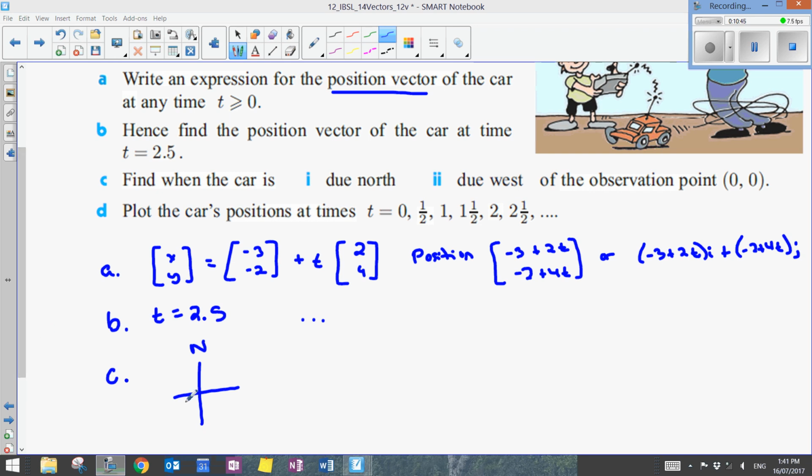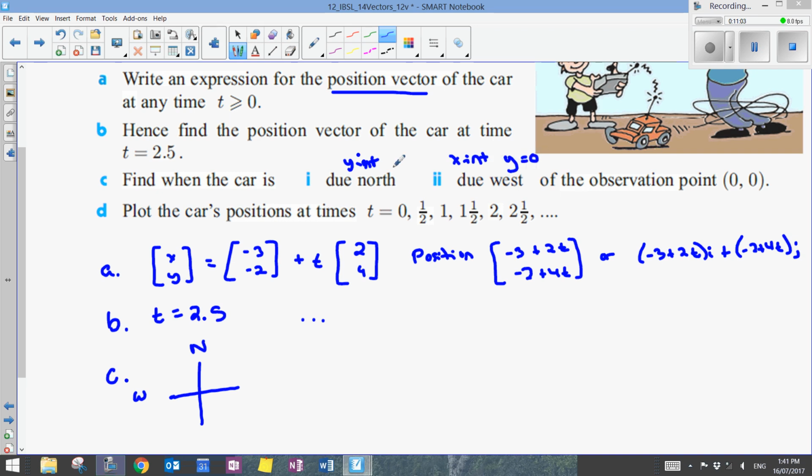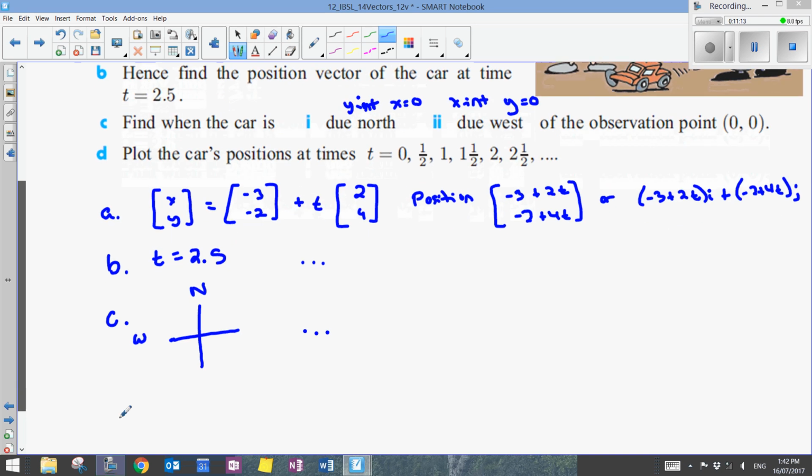So part C, find when the car is due north. You're looking for your y-intercept, since your x value would be 0. Due west, you'd be looking for an x-intercept. So you want your y value to be 0, and here you'd want your x value to be 0. Okay, from reference point 0, 0, of course. So we'll leave that one for you to finish as well, since we did something similar in the last example.